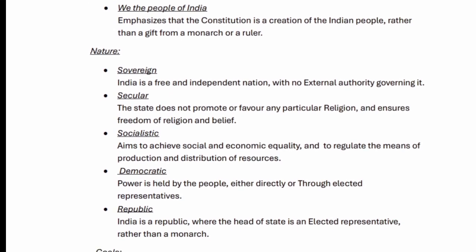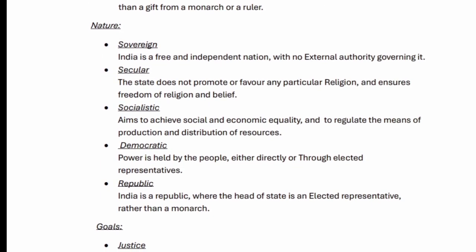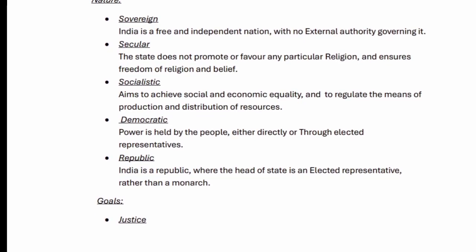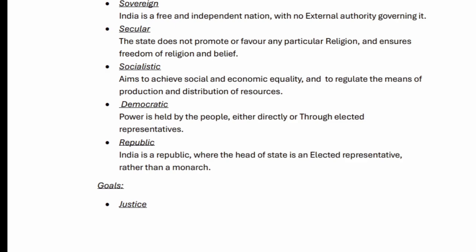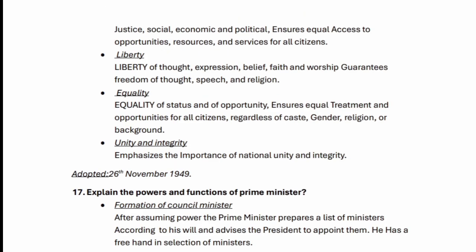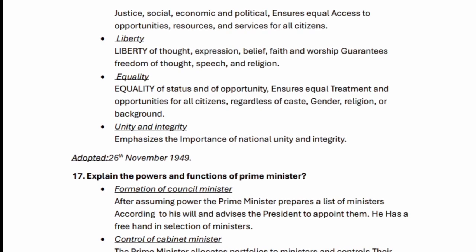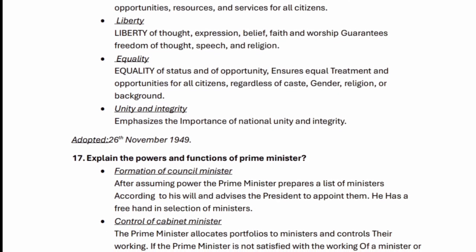Socialistic: aims to achieve social and economic equality, and to regulate the means of production and distribution of resources. Democratic: power is held by the people, either directly or through elected representatives. Republic: India is a republic, where the head of state is an elected representative, rather than a monarch. Goals: justice. Justice, social, economic and political, ensures equal access to opportunities, resources, and services for all citizens. Liberty: liberty of thought, expression, belief, faith and worship guarantees freedom of thought, speech, and religion.